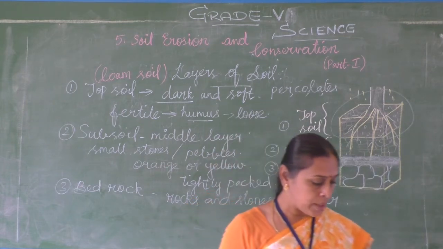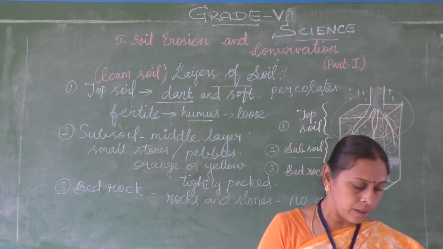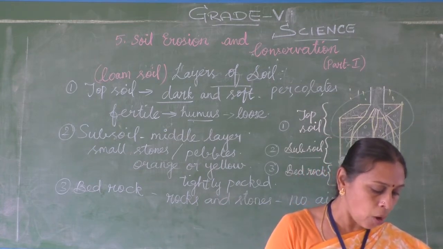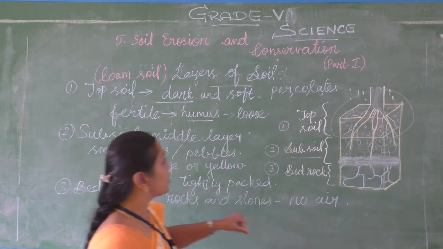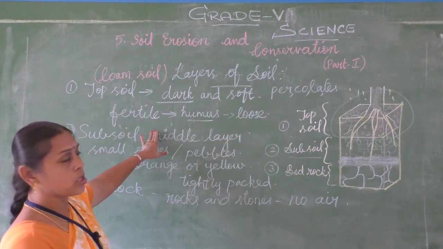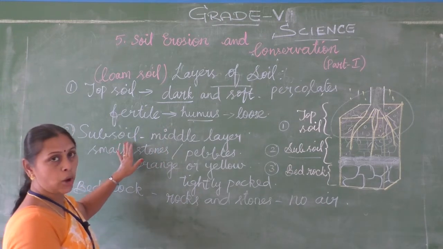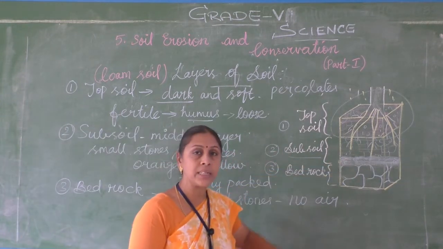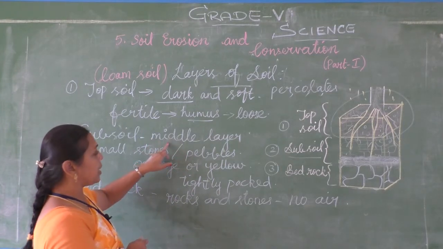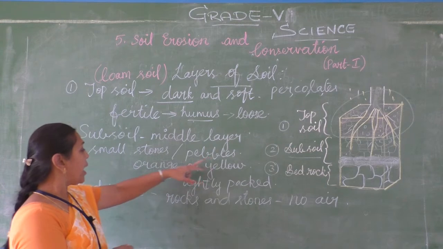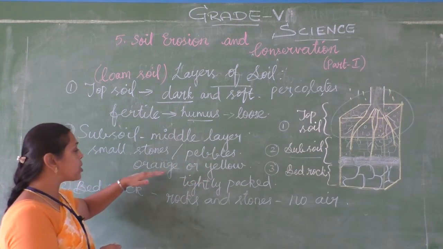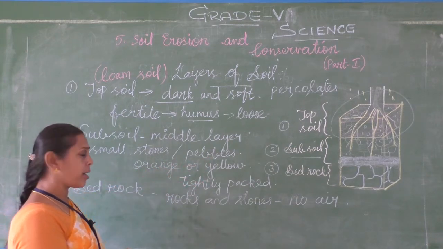Are you clear about these three rocks, three layers of soil? We shall revise once again. Already we revised topsoil. Next one is the subsoil. It is the middle layer of the soil. And this middle layer has small stones or pebbles. And this layer is orange or yellow in color or red in color.